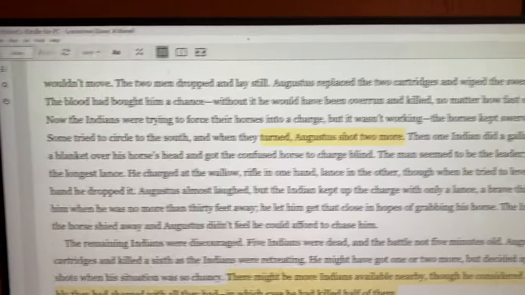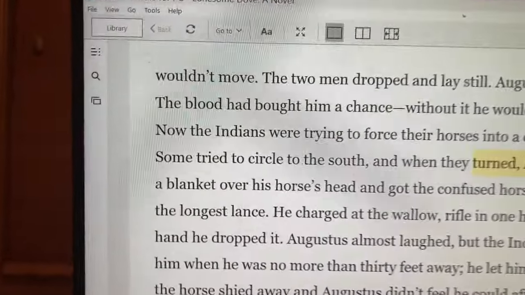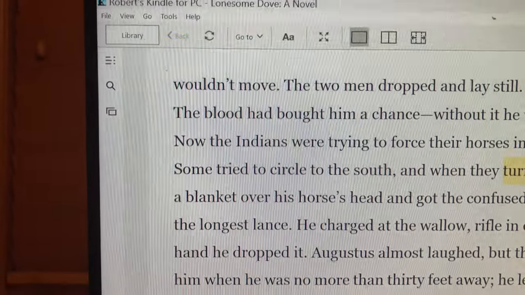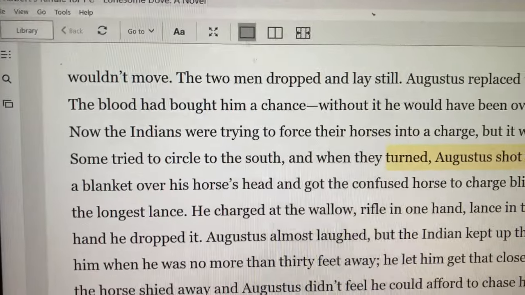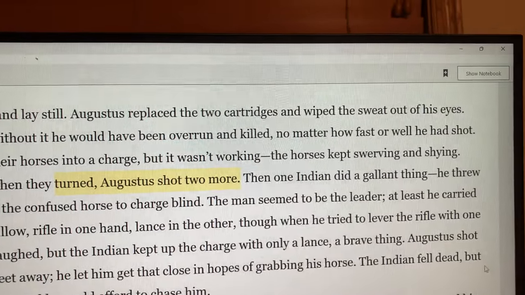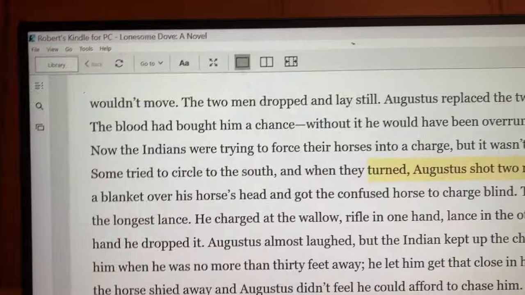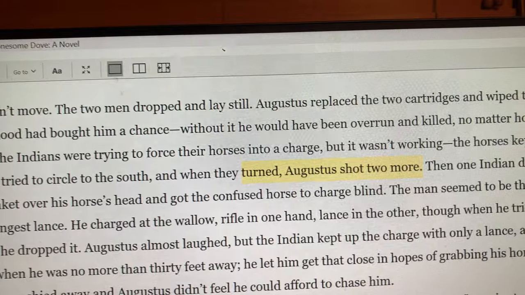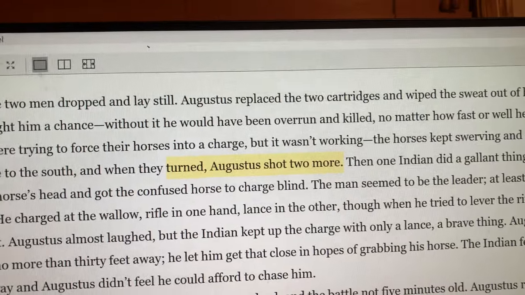And wiped the sweat out of his eyes. So now the Indians were trying to force their horses into a charge, but it wasn't working. Horses kept rearing and shying. Some tried to circle. When they turned, Augustus shot two more.